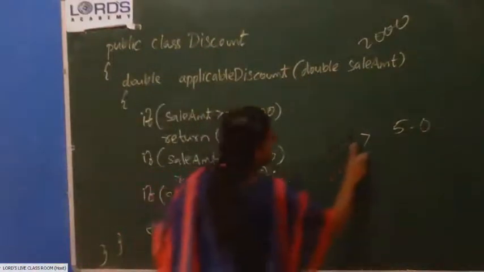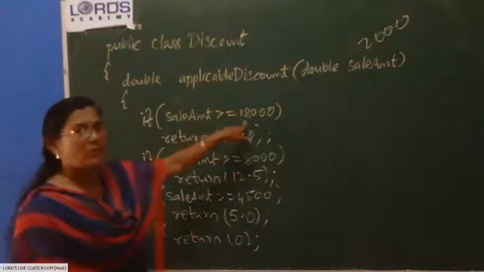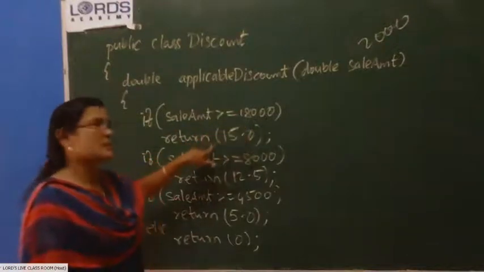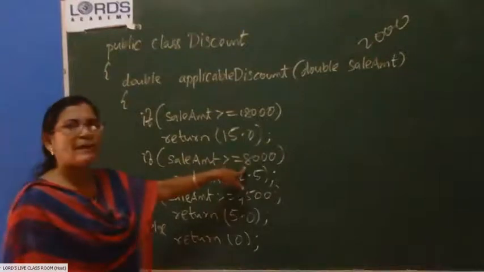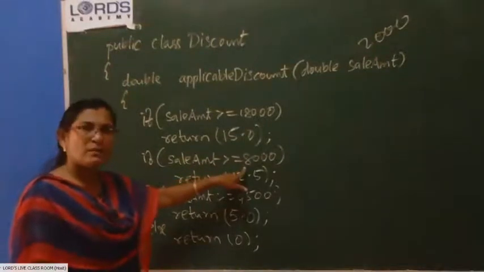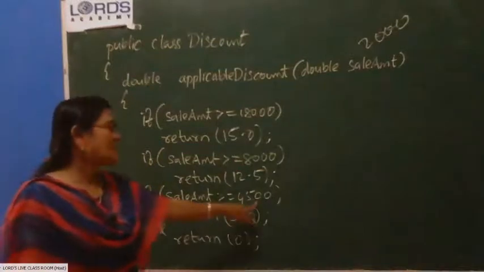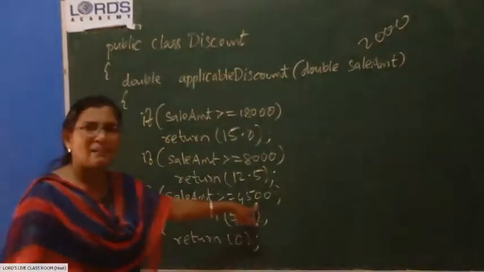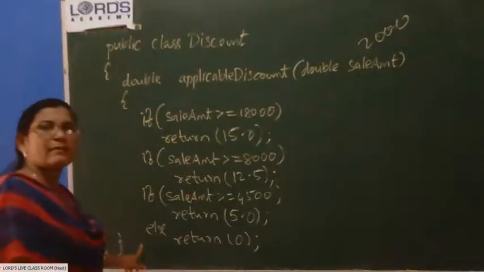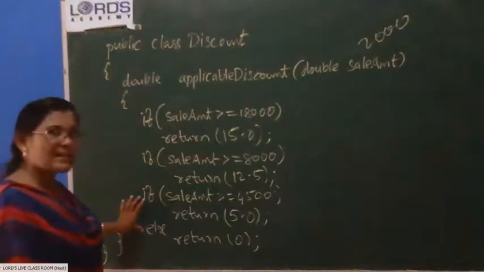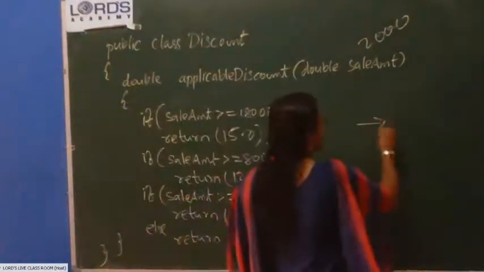So in this case, 2,000 rupees greater than or equal to 18,000? No. So this return command will not work. 2,000 rupees greater than or equal to 8,000? No. So that return command will not work. 2,000 rupees greater than or equal to 4,500? No. So the else part of this last if will work. The last if only has the else part. Okay. Return 0. So my discount returned is 0.